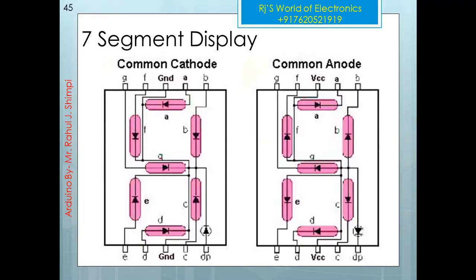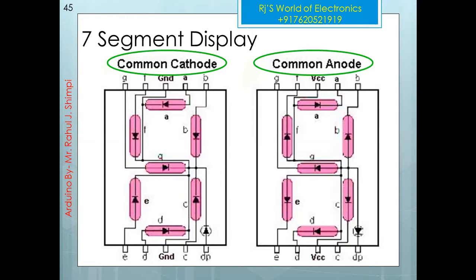It consists of 8 LEDs. Out of these, 7 LEDs are arranged in a rectangular fashion and one LED is a DP, as shown in the slide. Each of the 7 LEDs is called a segment. The position and name of each segment is mentioned in the slide. There are two types of 7-segment display: common anode and common cathode.